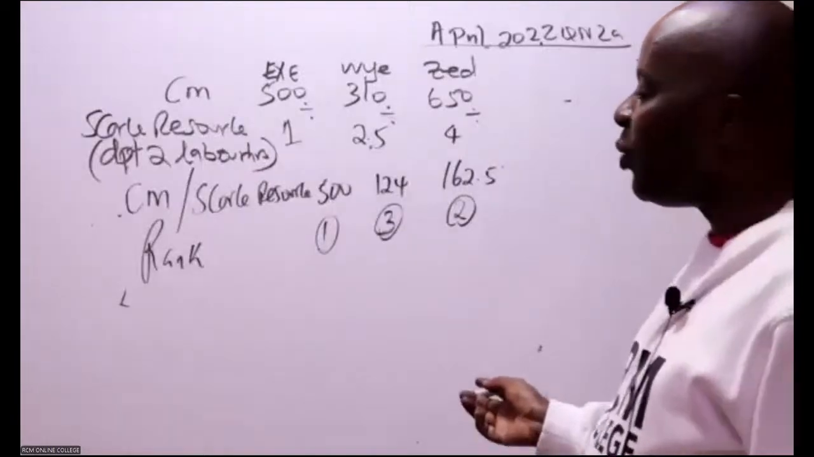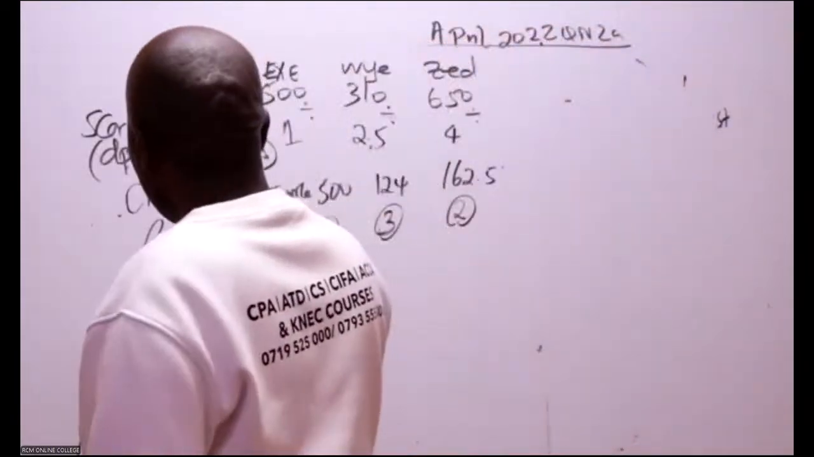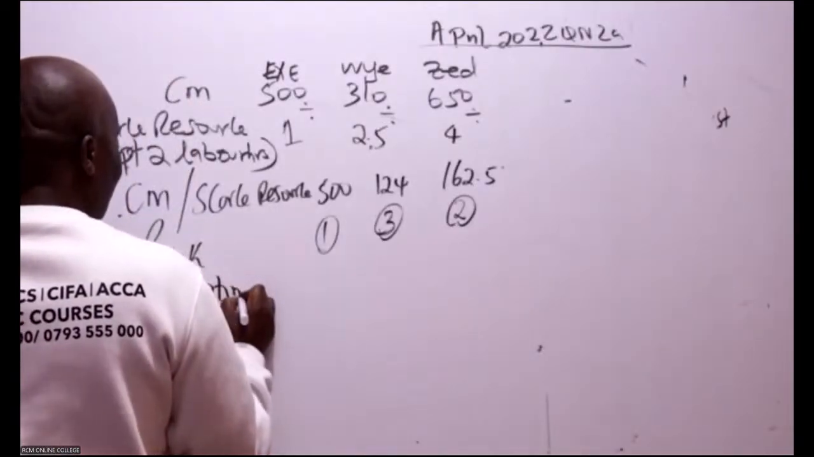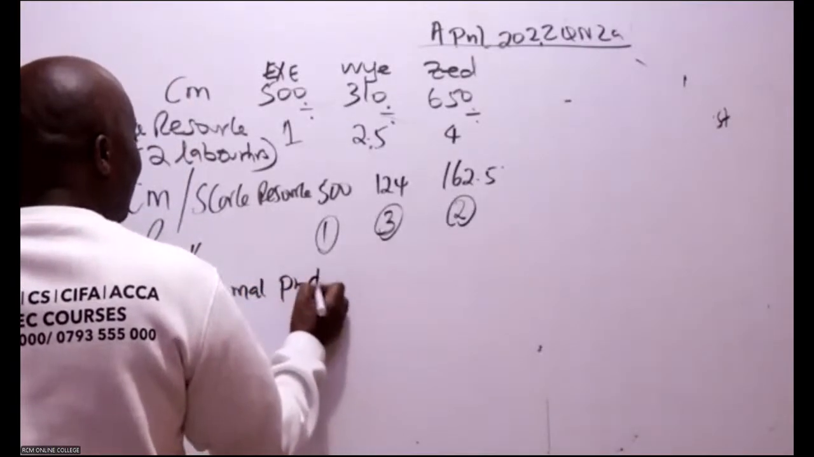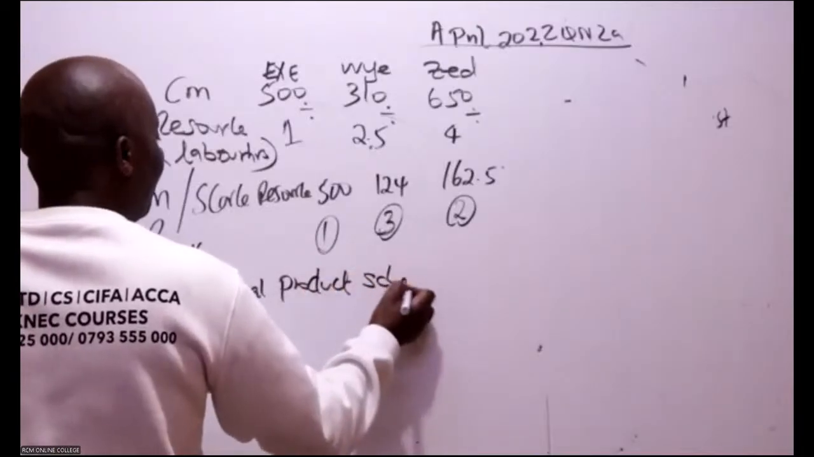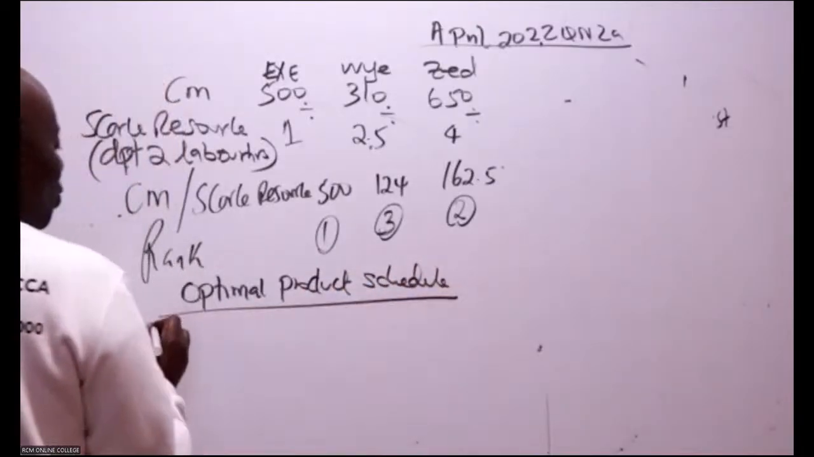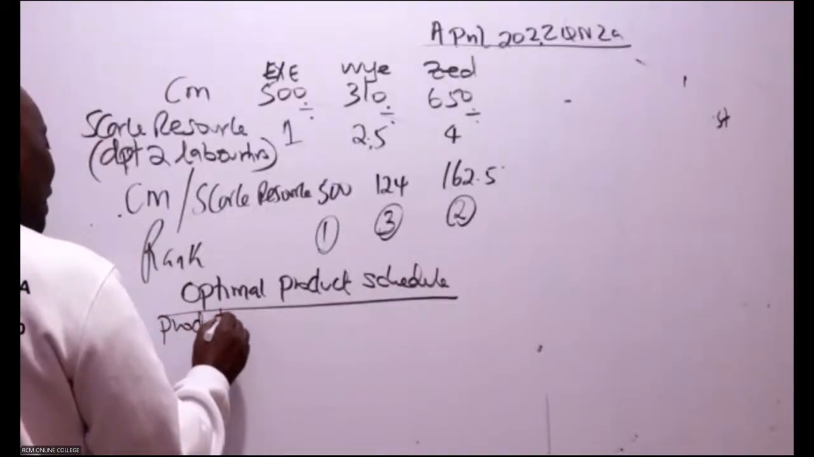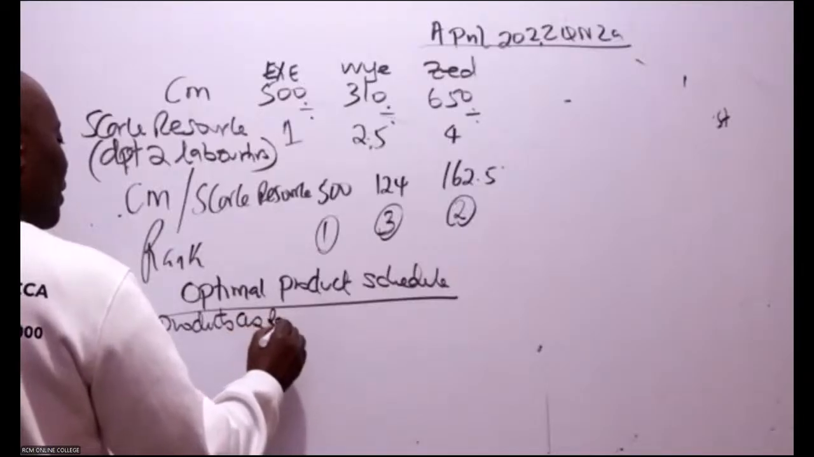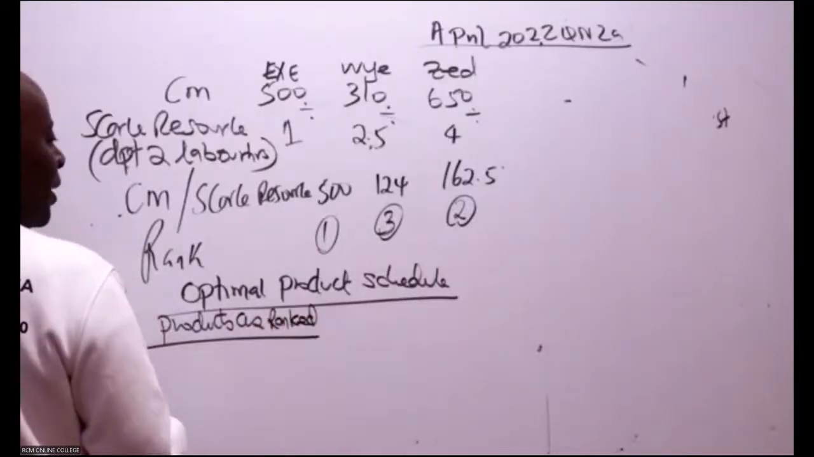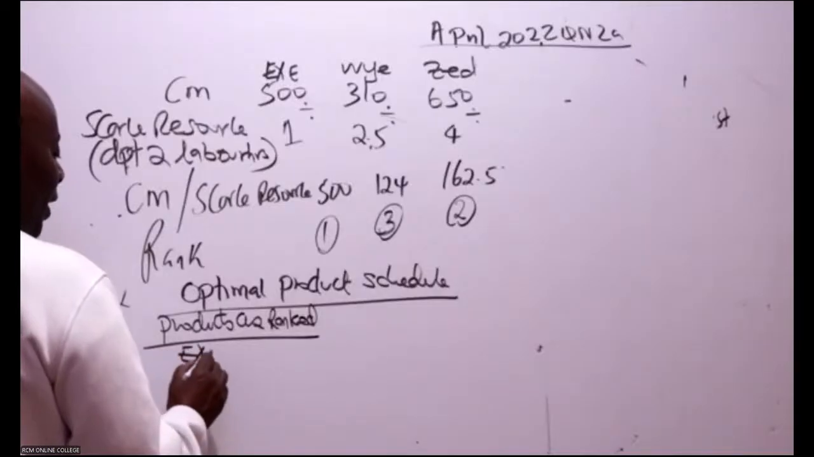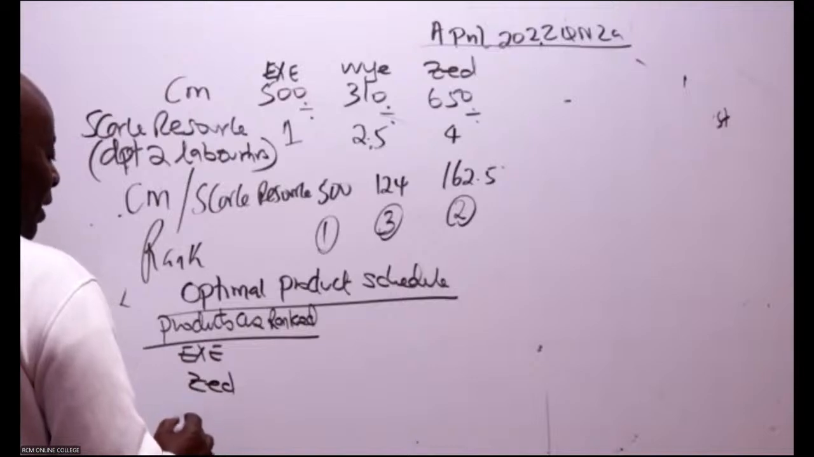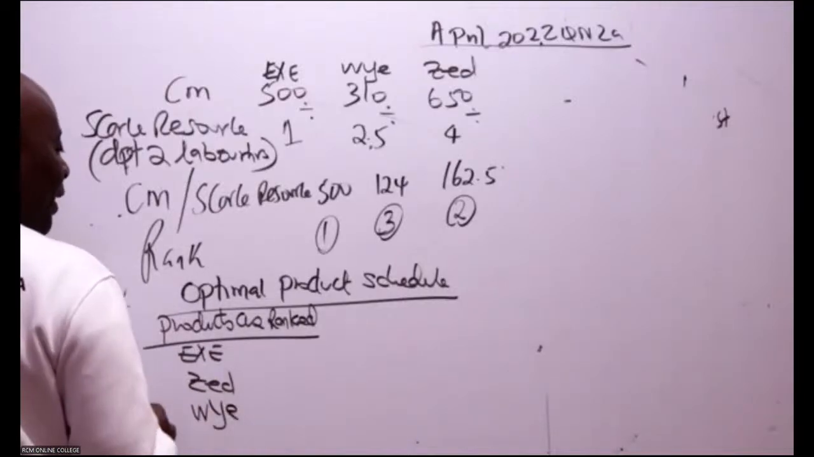So from there, you give us the optimal product schedule. Optimal product schedule. That is the last step. So optimal product schedule, you give us here products as ranked. So we have X is number 1. We have Z is number 2. And then lastly, we have Y is number 3, like that.